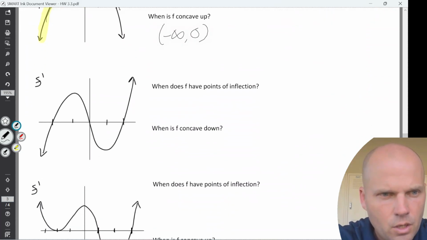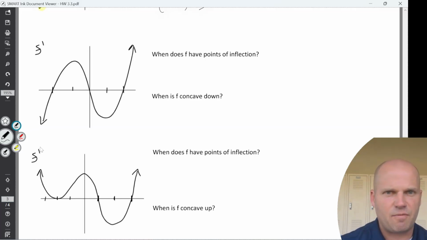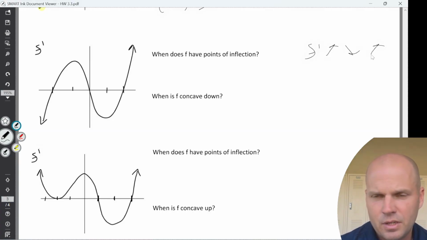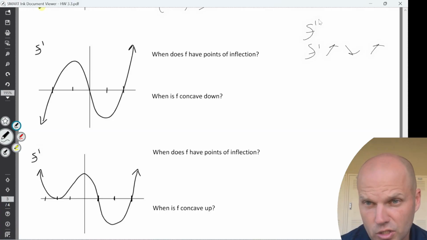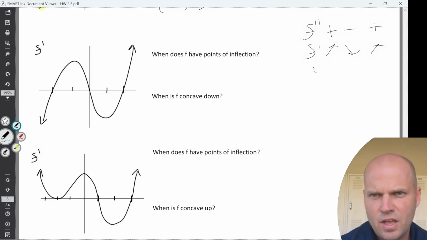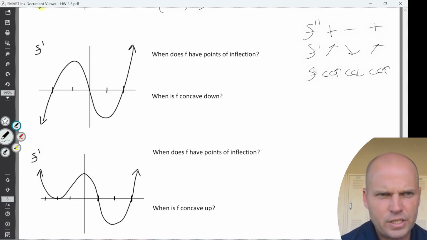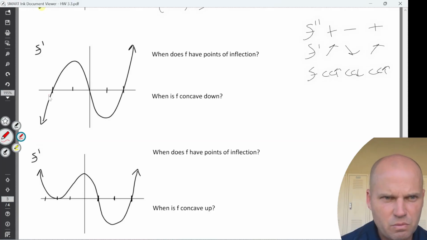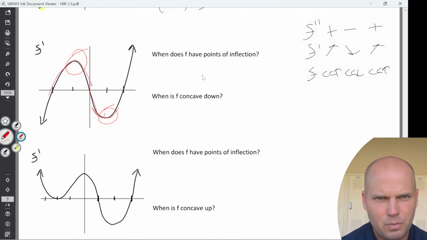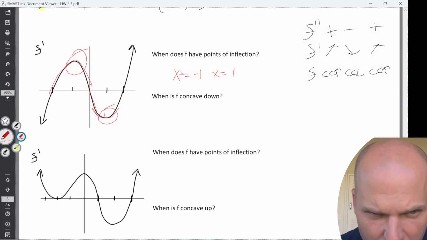Okay, so this is f prime again. f prime. Going up, going down, going up. f prime's slopes. Positive, negative, positive. f's curvature. Up, down, up. Points of inflection. Where we change from going up to going down. Boom. When we change from going down to going up. Boom. x equals negative 1, x equals 1. That ends up being the max and mins of f prime.